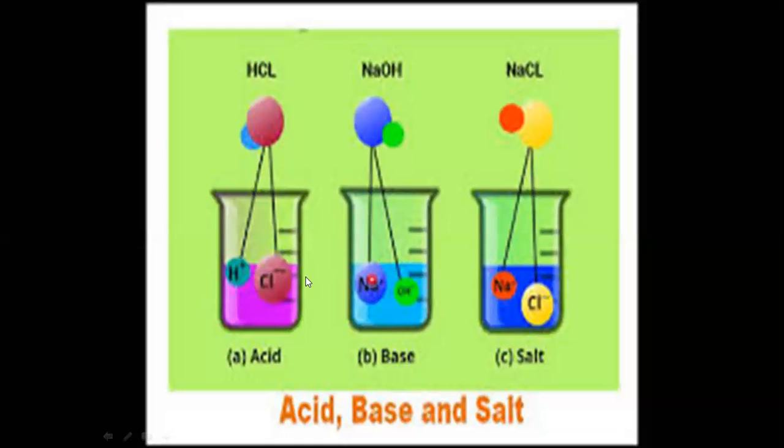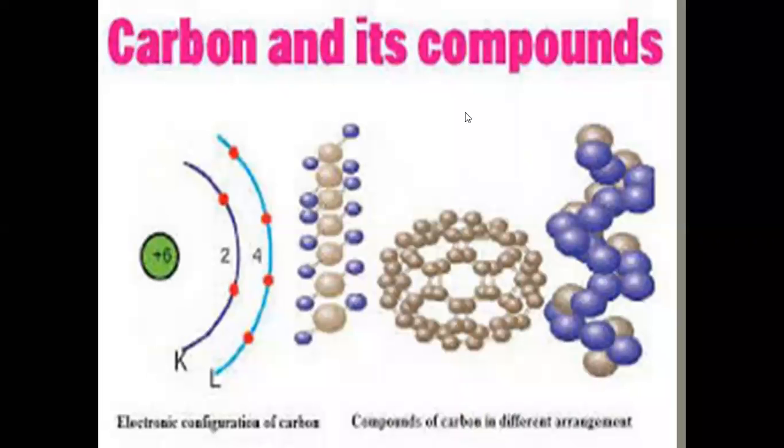So, acid means that H plus ions separate in the aqueous solution. Base means OH negative ions separate in the aqueous solution. Acid and base react with each other to form salt. So, in this unit, we will discuss acids, bases and salts. The next one is carbon and its compounds.